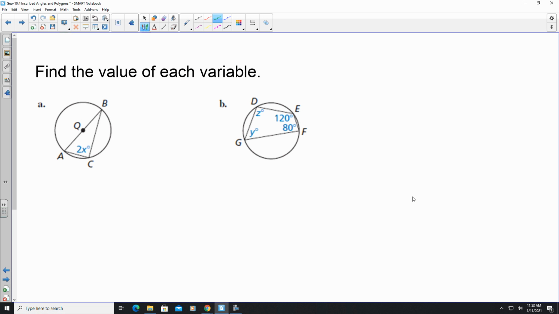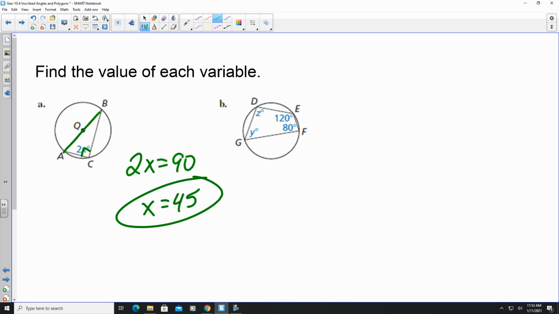So here, they want us to find the value of each variable. Well, since it's a triangle inside a circle and AB is a diameter, that means that using that theorem, this angle right here is 90 degrees. So 2x is going to be equal to 90, so x is going to be 45.